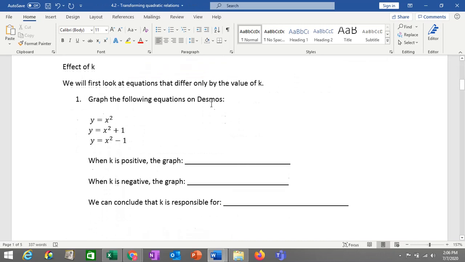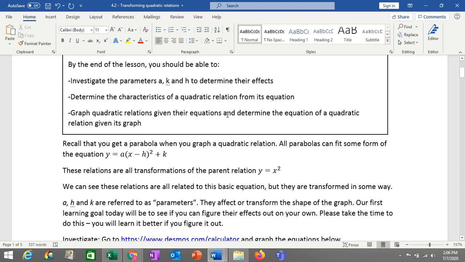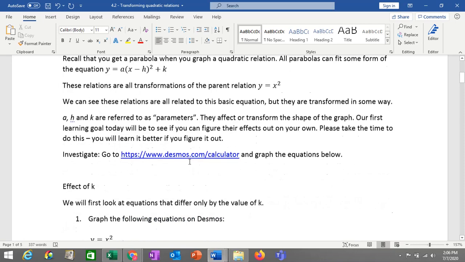Okay, so I'm going to assume that you have done this activity, and I'm going to start going over the answers with you. So the first thing we're going to look at is the parameter k. So k is the term here that is outside of the square. So k is not in brackets and not squared. It's plus or it's minus, and it's after everything else.